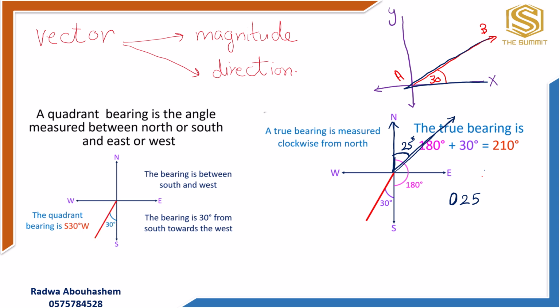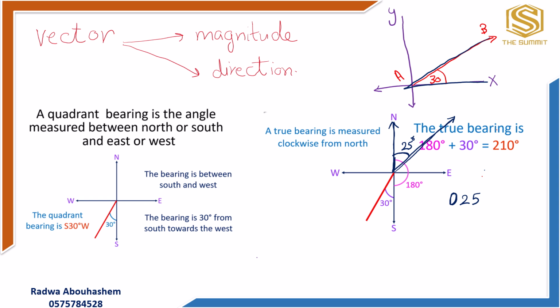Let me give you another example here. What if I have this vector? Now I use the quadrant bearing. Now again, with the quadrant bearing, you have to start from north and go toward east or toward west. So the angle here is not mentioned, so I have to find the angle. Of course, this is 90, so this would be 60. So now it would be north 60, and I'm going towards the direction of east.